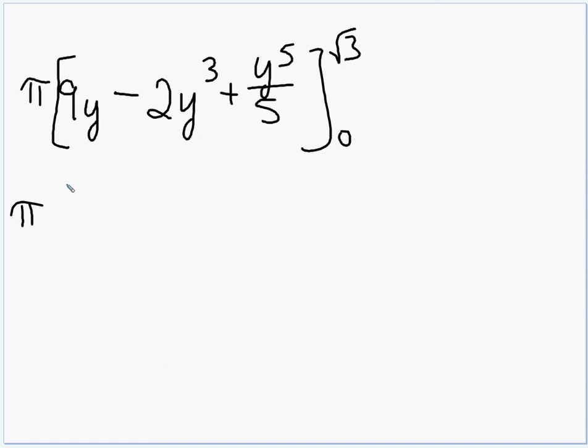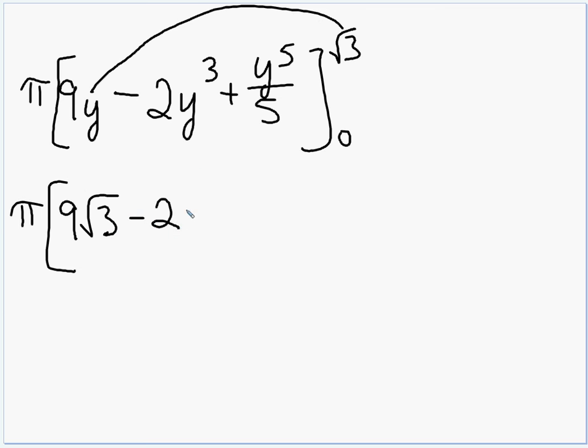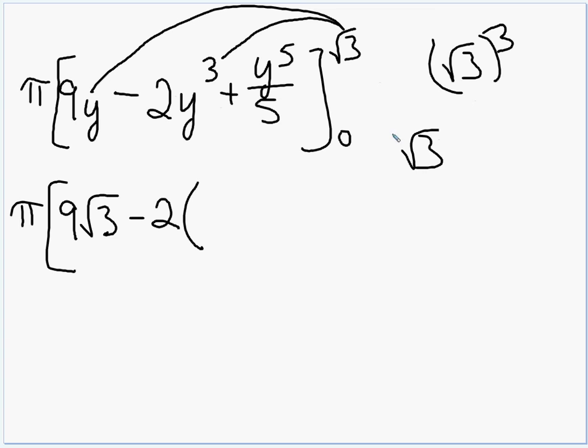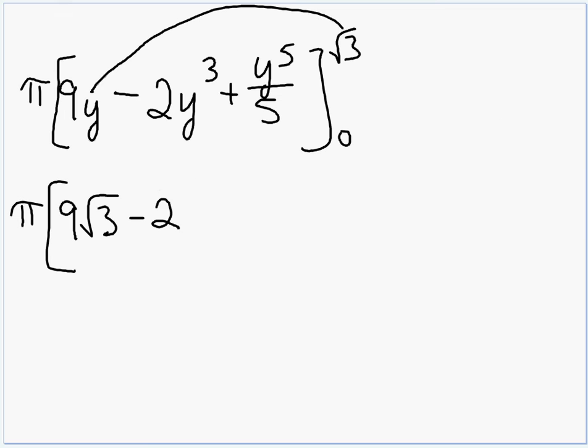So keep the pi till the end. Root 3 jumps in. So this will be a 9 root 3 minus 2 times, see, when I put a root 3 in there, I'm going to have root 3 cubed. But root 3 cubed is a root of 3 squared times another root of 3. So here the square and the square root cancel, so that'll be a 3 root 3 times this 2 will make that a 6. 6 root 3 here.